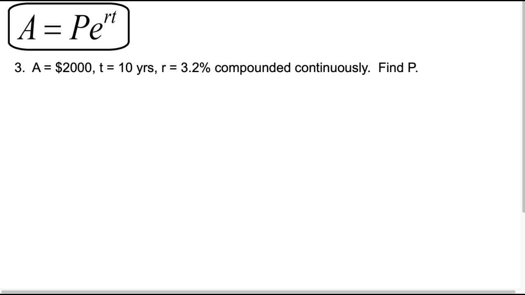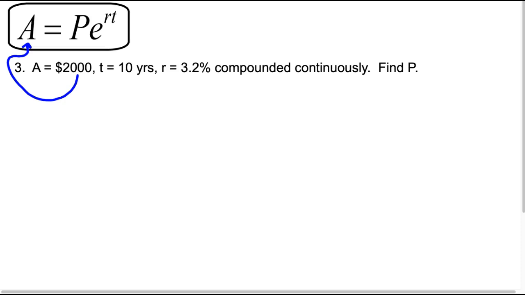So here we go. We have a situation where the amount is 2,000. We invested for 10 years and we ended up with 2,000 because they give us the A. Don't goof this up like I did second hour and put 2,000 as the P. It's not, it's the A. It has to tell you, otherwise you don't know what to do.